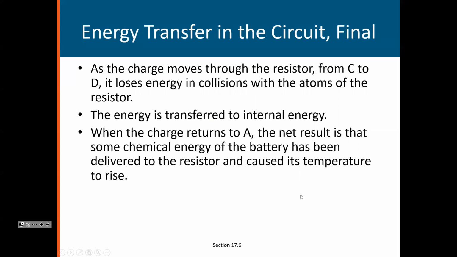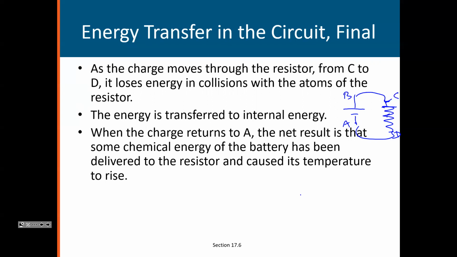Now, as this charge moves through the resistor, let me draw it again. You have A and B, and I put the resistor here with C and D. As the charge delta Q moves from C to D, what happens to the electrical energy now? It will be lost as heat energy, and the temperature of the resistor will increase. The net result is that the chemical energy from the battery has been delivered as heat energy at the resistor.